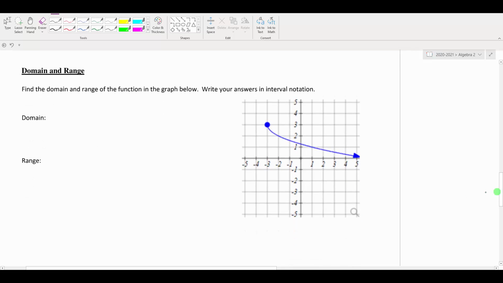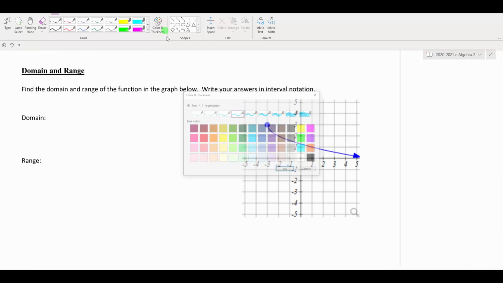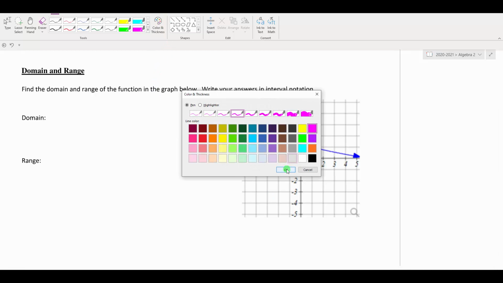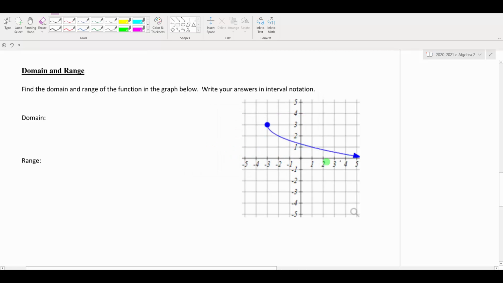I'm going to do one more domain and range problem with you just to make sure you got domain and range locked down for the final. So we have a function over here, right? And we want to find its domain. So remember, domain is left to right. Okay, so how far to the left can I go? How far to the right can I go?